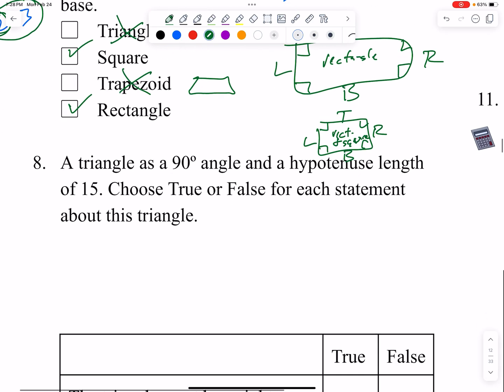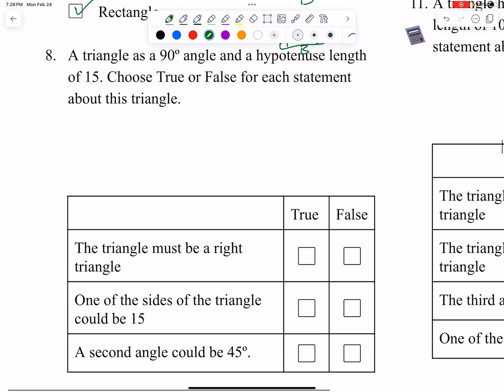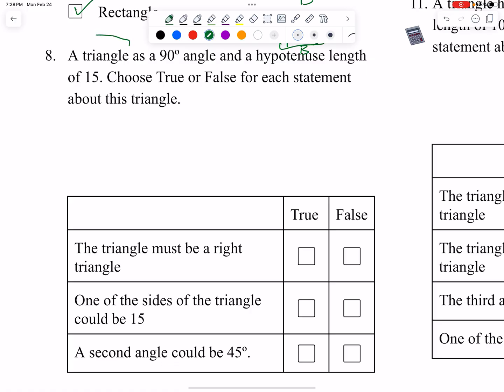Okay. Anyways, moving on. A triangle has a 90-degree angle and a hypotenuse length of 15. Choose true or false for each statement. Alright, so again, I've said it many times, just like the select all, this one is not going to be all true or all false. It should be a mixture, okay? So one of the things I always tell my students, if it tells you a shape, anything, just in geometry, just draw it. So this one's a triangle. There's my triangle.